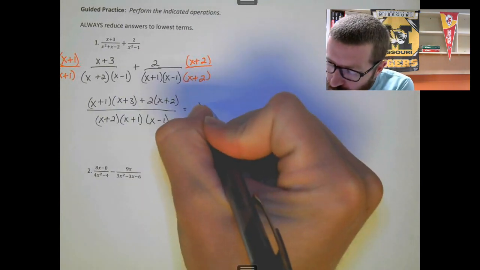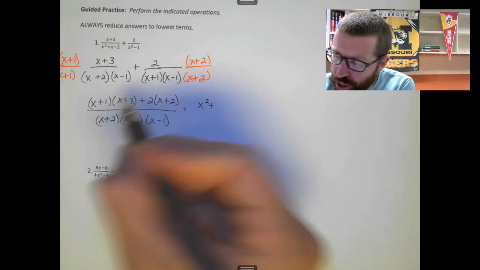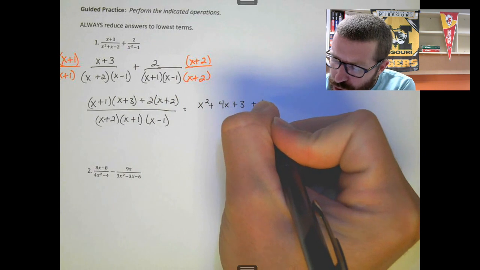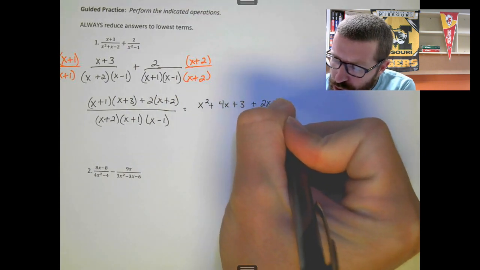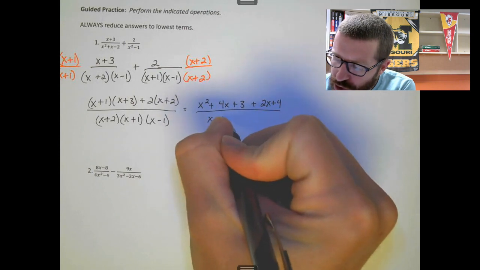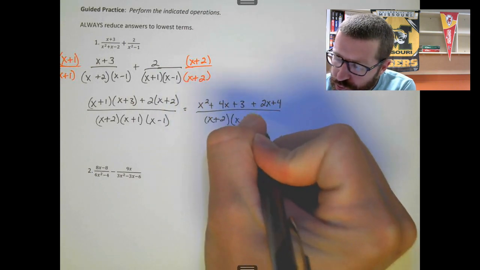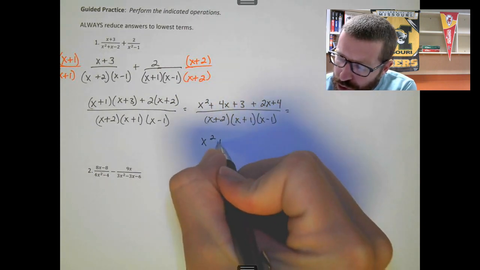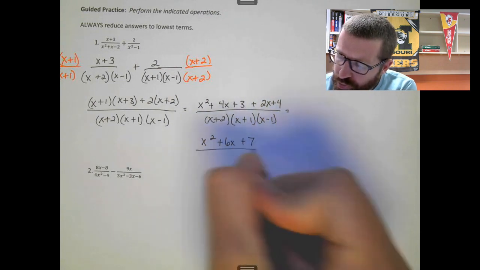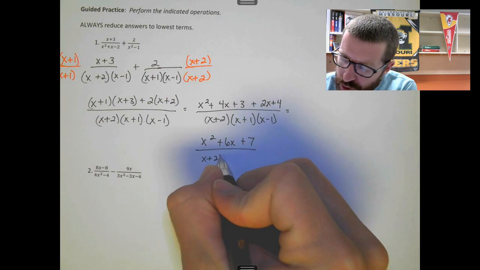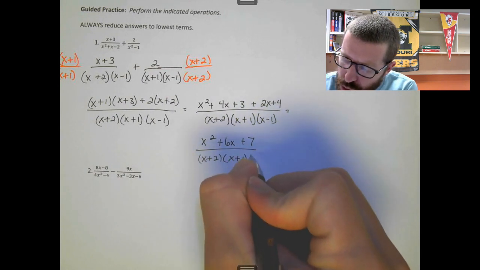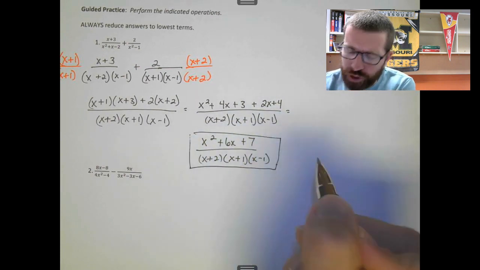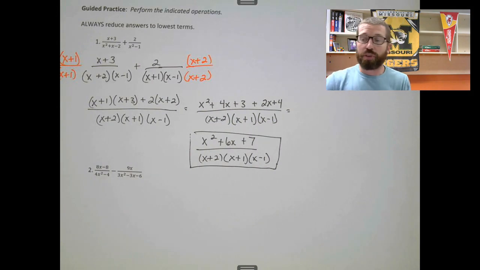So let's FOIL these. We get x squared, it'd be 3x plus 1x is plus 4x, and then plus 3. And then distribute to get 2x plus 4. The bottom doesn't change. And then combine like terms. So x squared plus 6x plus 7. And then you do not need to multiply those out. You can, it would take you a while, and it's probably just unnecessary. So you can leave it in this form, that's fine.